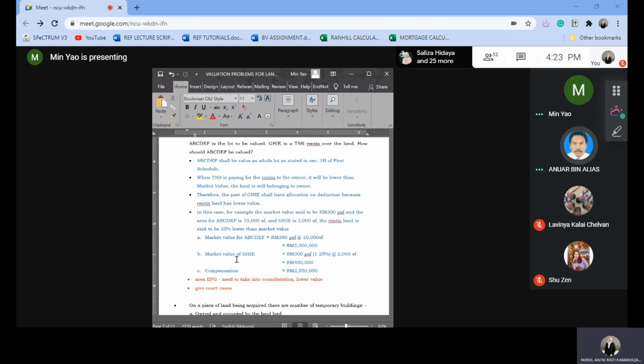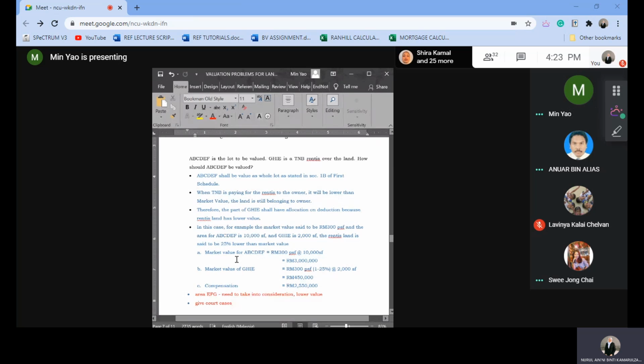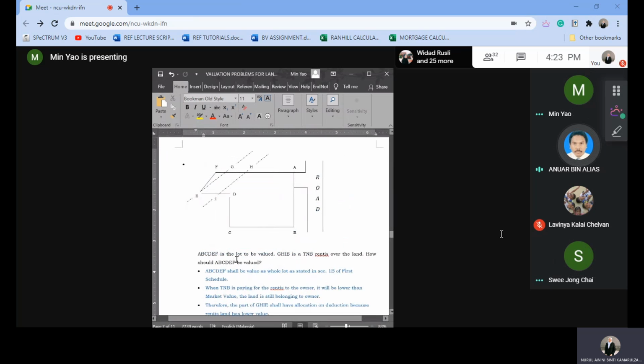Okay, we move to next question. Doctor, I have a question. For this one, because the remaining land is so small, it's uneconomic in terms of size and shape. So maybe you can apply section 33.1, like the acquirer should acquire the whole part, together with EFG. I know for this question the government acquires the whole land including the EFG.